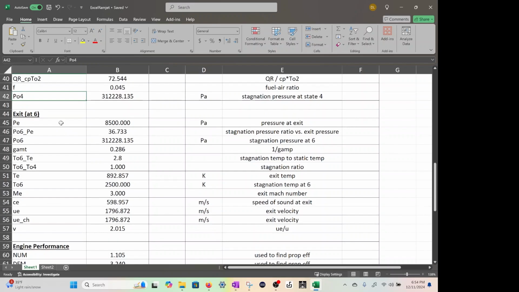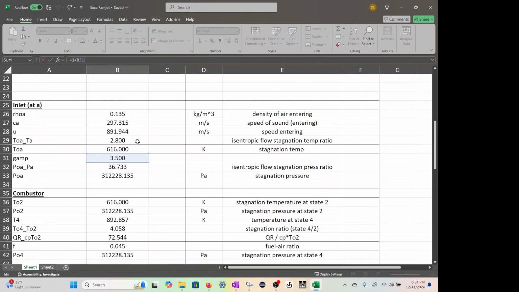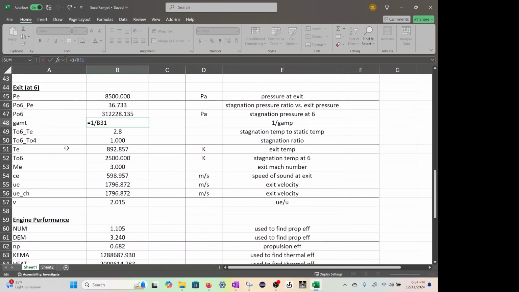Here is your exit. So your static pressure, your stagnation ratio, your stagnation pressure, gamma T. Gamma T is just the inverse of gamma P, just for reference. Here is your stagnation to static ratio. The T06 over T04 is 1 because they're the same. Here's your exit temperature. T06 is equal to T04. Here is your exit Mach number, which is found by using this ratio.